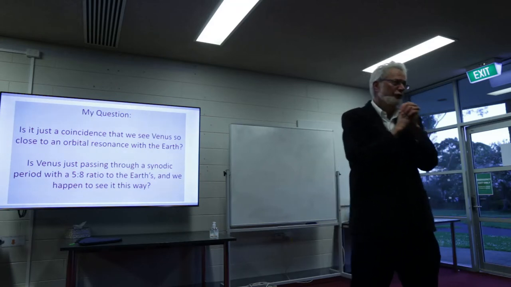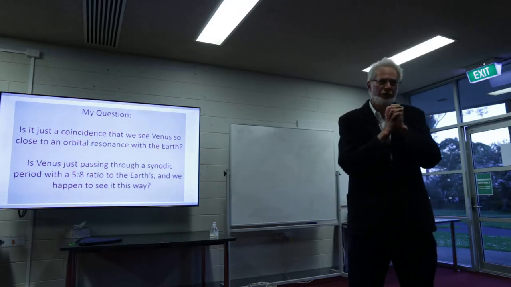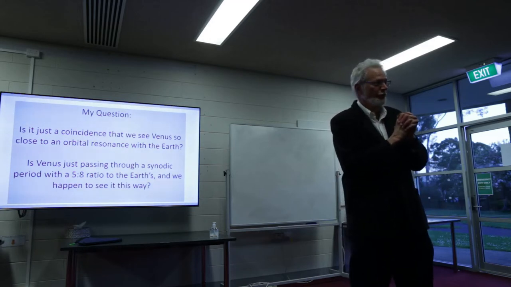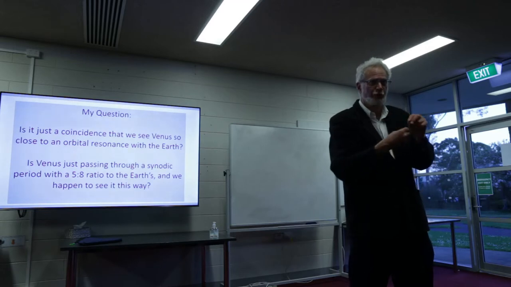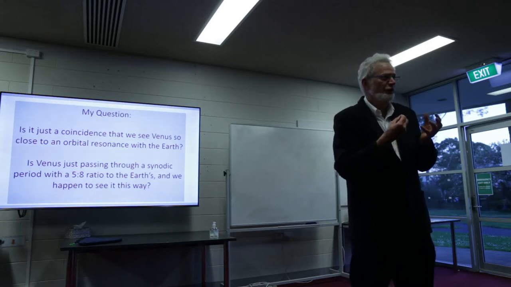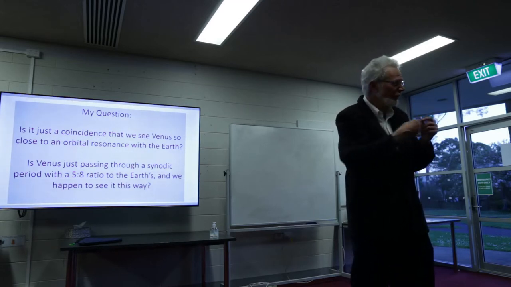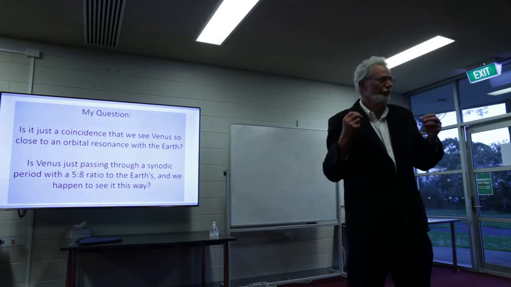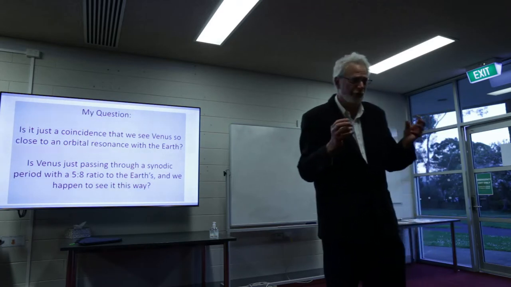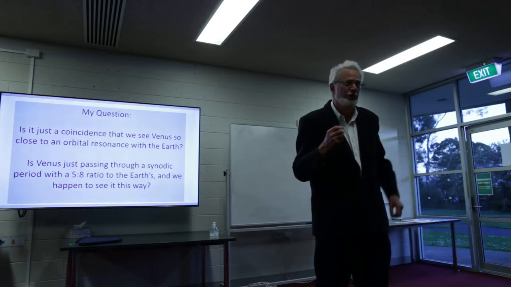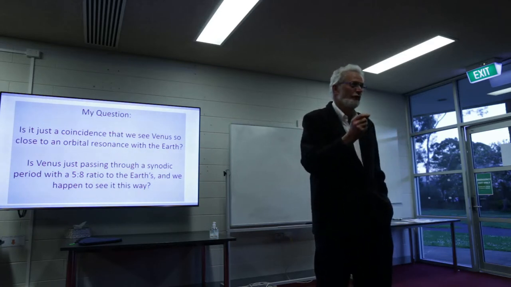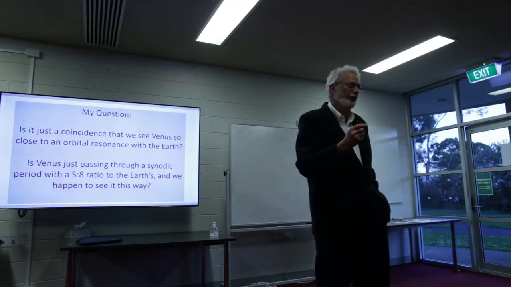Now, Venus doesn't have a Moon, and it's a lot further from the Sun than Mercury. So Venus isn't in a resonance with its own Moon because it doesn't have one, and it's not in a resonance with the Sun because it's too far away. The tidal force goes as 1 over distance cubed. It's a very weak force when you're pretty far away. But what Venus does have is a resonance with the Earth.